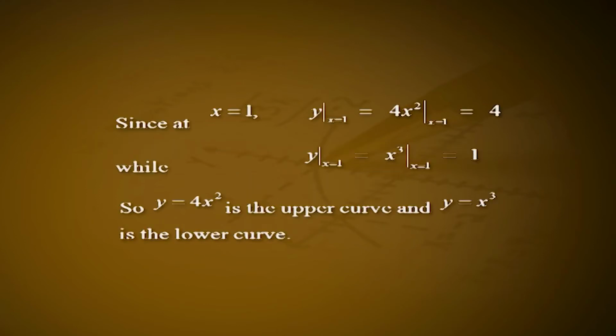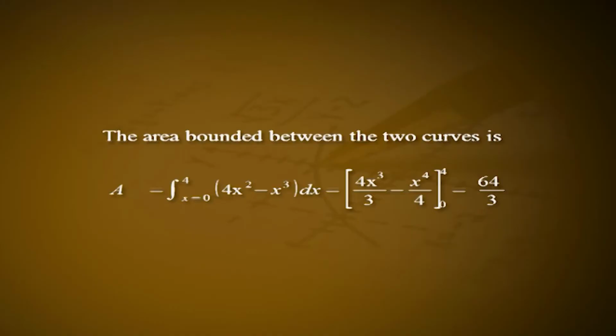Since y at x is equal to 1 is equal to 4x square at x is equal to 1, which is equal to 4, while y at x is equal to 1 is equal to x cube at x is equal to 1, which is equal to 1. So, y is equal to 4x square is the upper curve and y is equal to x cube is the lower curve. The area bounded between the two curves is A equal to integral from x is equal to 0 to 4 of 4x square minus x cube dx, which is equal to 4x cube divided by 3 minus x raised to 4 divided by 4 between the limits 0 and 4, which is equal to 64 divided by 3.